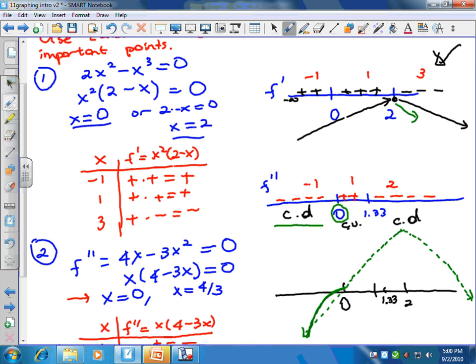In between 0 and 1.33, it should be concave up. So rising, but concave up. After 1.33, it should be concave down. So everywhere else, follow the general pattern. It has to be rising and falling, but at the same time, it has to be concave down the rest of the way.